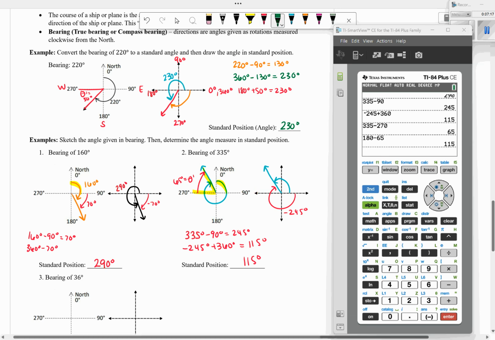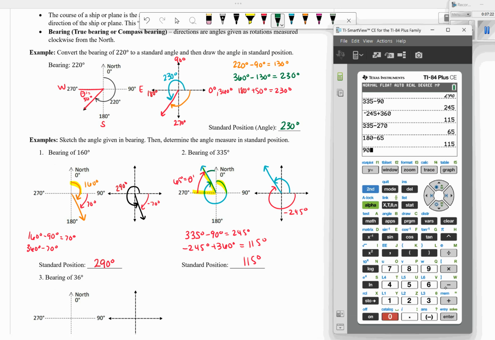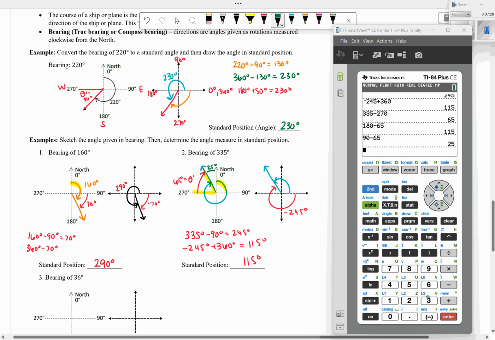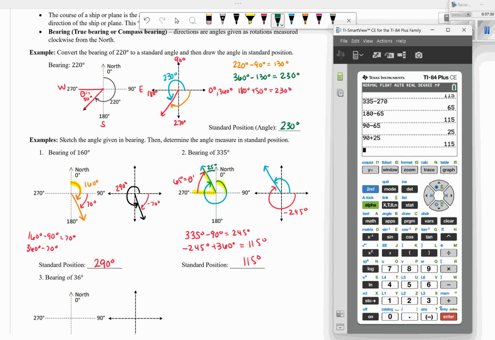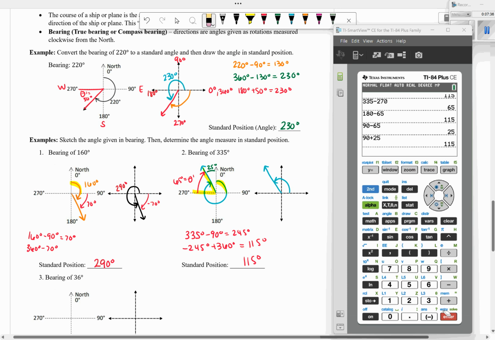Also, we could have figured out what this angle measurement is here. If we took 90 minus that 65, we can see that that's 25 degrees. So if we took then 90 plus 25, again, notice you get 115. So these are all just different ways of finding that standard angle measurement, which again was 115 degrees. So just use what works for you.